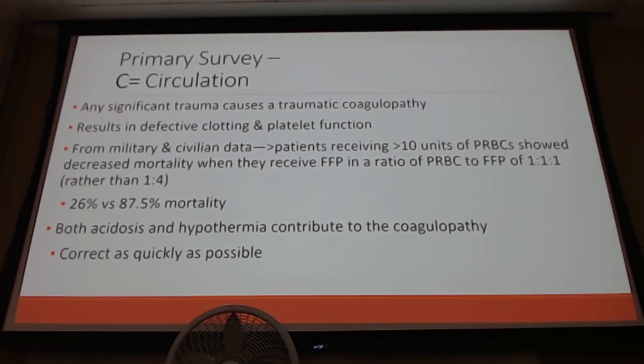And once again, any trauma is going to cause that coagulopathy and have that defective clotting, platelet function. So what we like to do if we're doing massive transfusions is do what we call a balanced resuscitation. So that's our 1-to-1-to-1. So we've got our PRBCs, our plasma and platelets. And if you guys remember that triad, we have our acidosis and hypothermia as well, and coagulopathy. That's our lethal triad. So we're trying to correct that as quickly as possible.